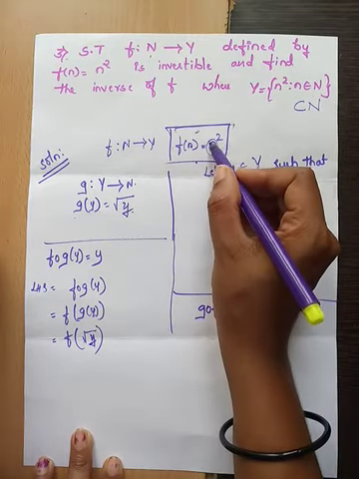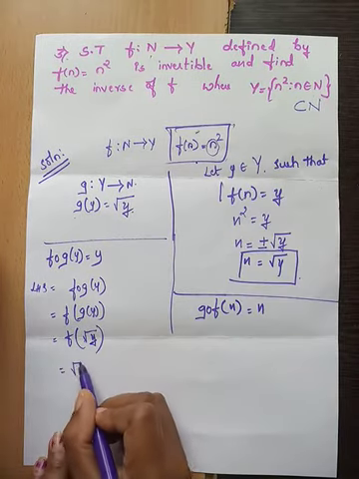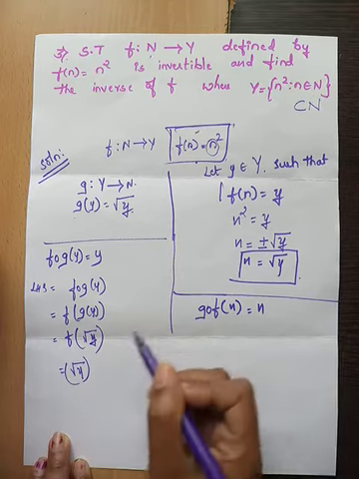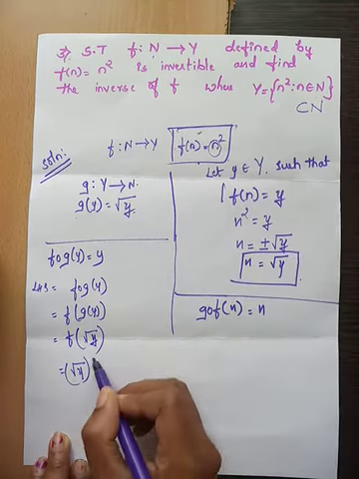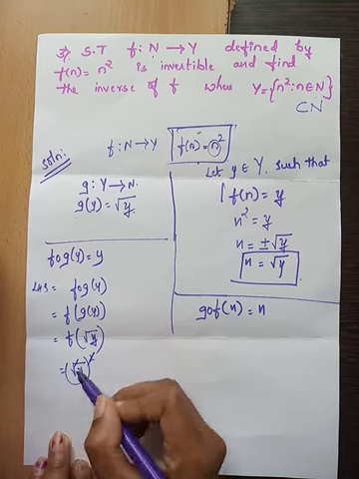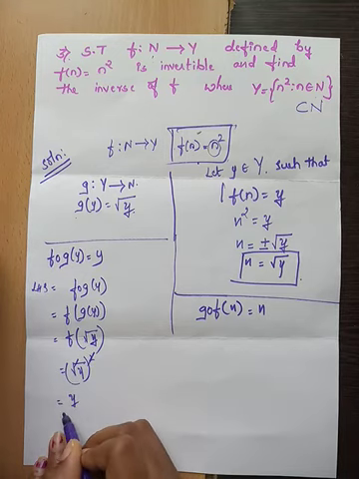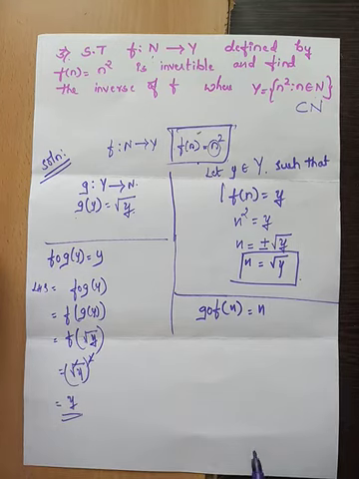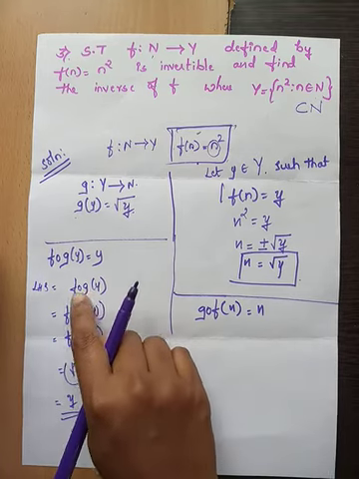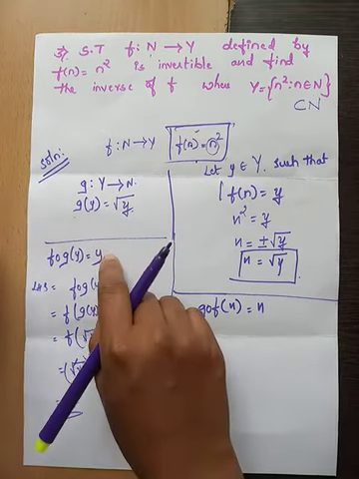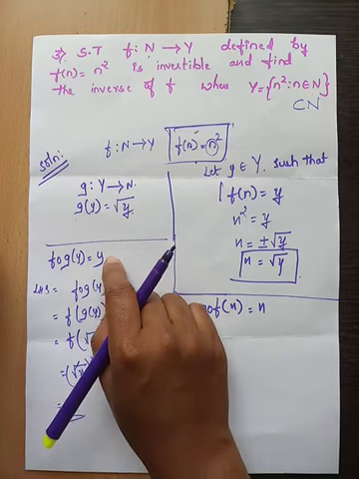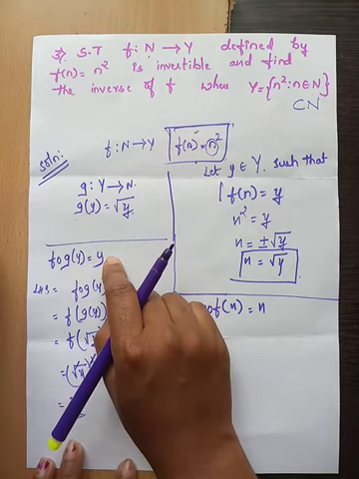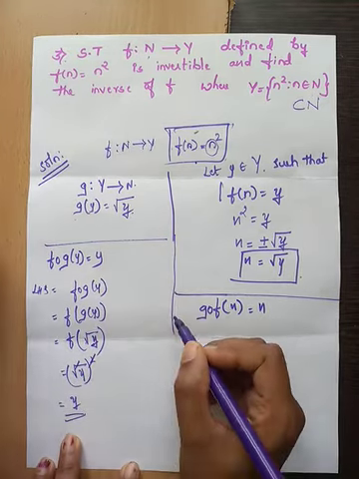Wherever I have n, I have to replace it by root y. But it is not only that, it is n square. So, root y whole square. Square and square root get cancelled. So, it will be remaining with y, correct. So, what did we get? f composition g of y is y, which was our task to find. So, f composition g of y is y, we have proved.